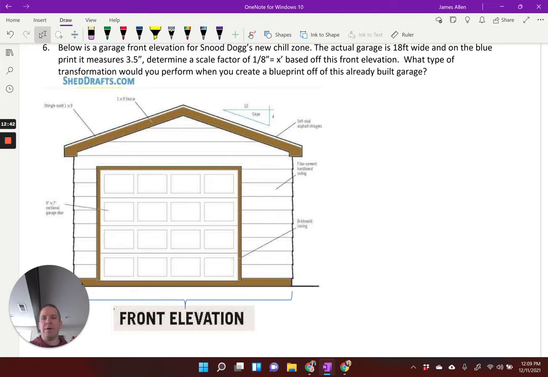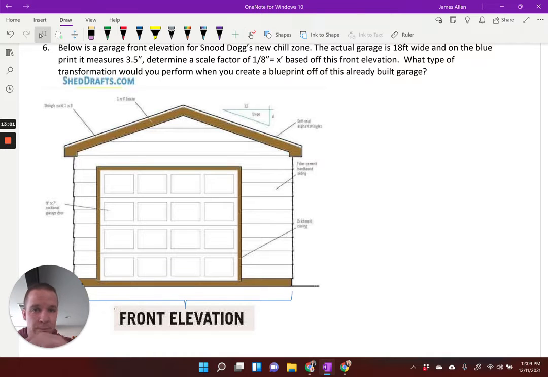All right. Below is a garage front elevation for Snoop Dogg's new chill zone. The actual garage is 18 feet wide, and the blueprint below measures 3.5 inches. Determine a scale factor of 1/8 inch equals x. So we're practicing these again. All right. What type of transformation would you perform when you build off this garage? I think we already know that. Well, let's set this up.